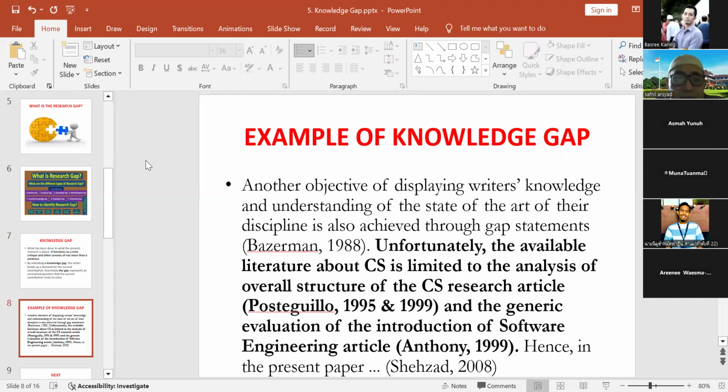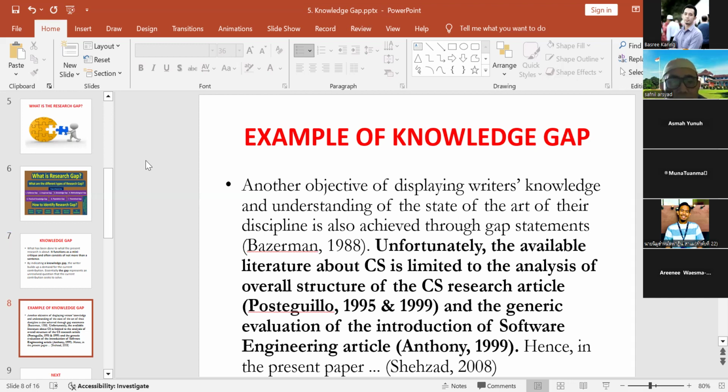Example of a knowledge gap here. Another objective of displaying writers' knowledge and understanding of the state of the art of the discipline is also achieved through the gap statement. Unfortunately, this is the introduction of the research gap. Words like unfortunately, however, but, or while. So the conjunctions usually used to introduce a research gap are like that: unfortunately, however, but, or while.